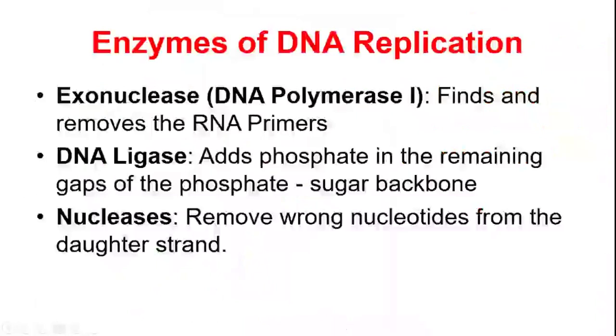So other enzymes will include exonucleases, as in DNA polymerase 1, for instance, that has the function of finding and removing RNA primers. Then DNA ligase that will add phosphate in the remaining gaps and seal it. And then nucleases removing wrong nucleotides from daughter strands.